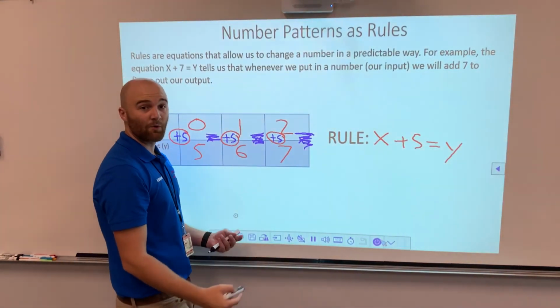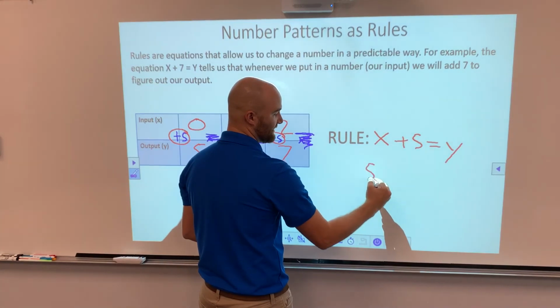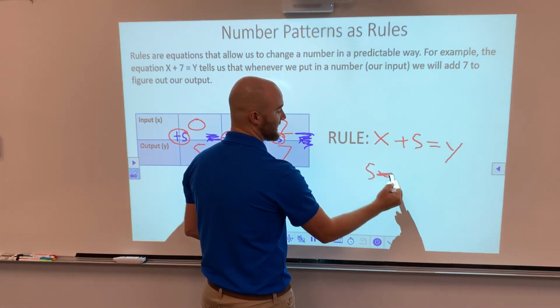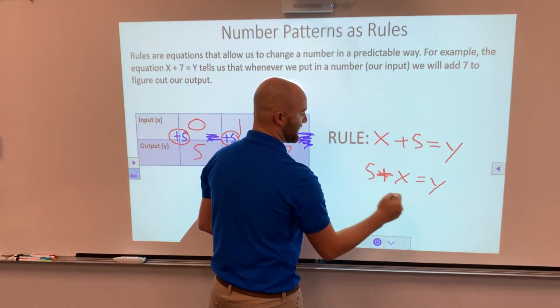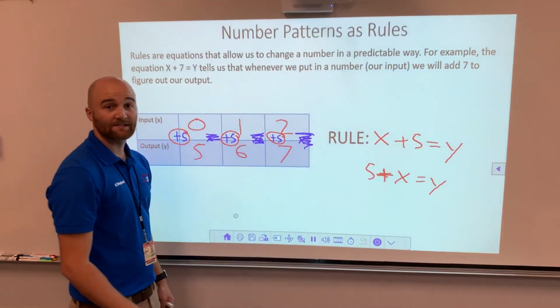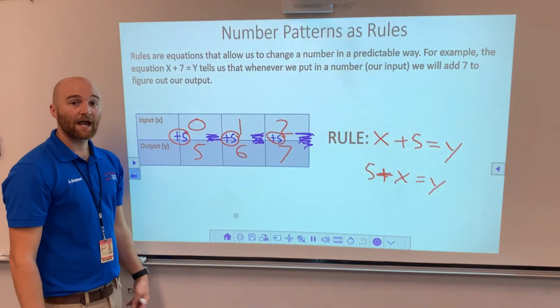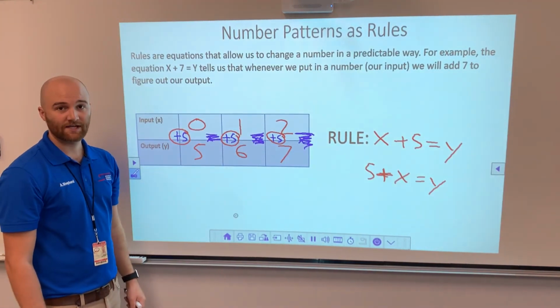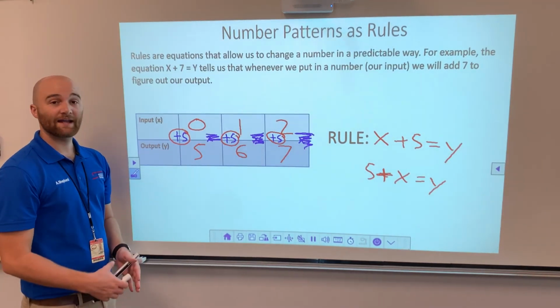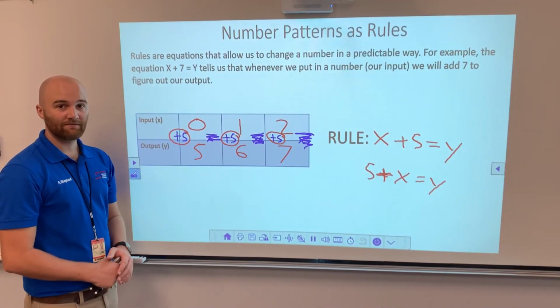And I could write this, if I wanted to, a slightly different way. 5 plus the x is equal to y. All I'm doing there is I'm using the commutative property. I could even, if I wanted to, put the y on this side and the 5 plus x on the other side. But as long as you've got x getting added with 5 is equal to y, you're all good.